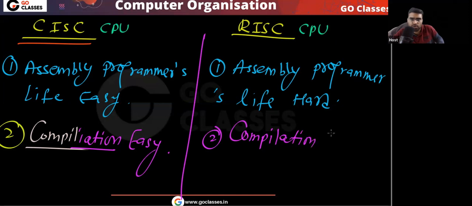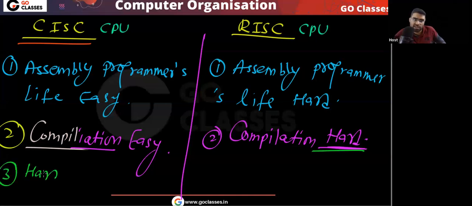On the RISC computer, compilation is hard. But on the CISC computer, compilation is very easy. You just have to write one instruction, very simple. And here you have to write many instructions. That is the reason here compilation is hard, here compilation is easy. And you can easily see this is hardware dependent. I can say this is hardware heavy.